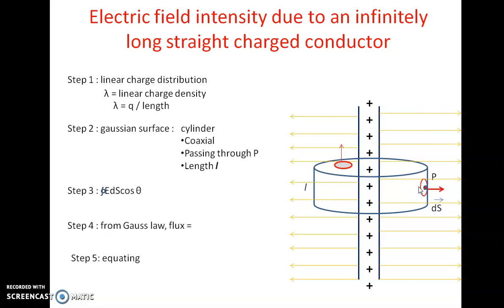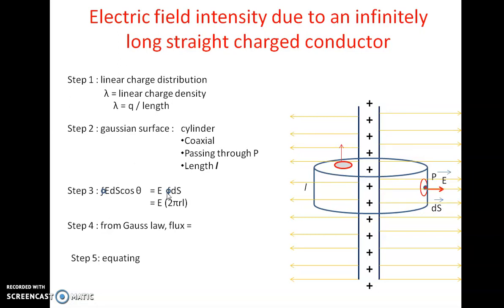So let's assume an area ds on this curved surface. Now let E be the electric field intensity at this point P. What is the angle between ds and E? See, E is along this direction and ds is also along this direction. E and ds are parallel, so the angle between them is 0, and cos theta is equal to cos 0, which is equal to 1.